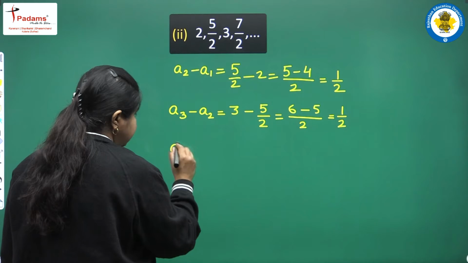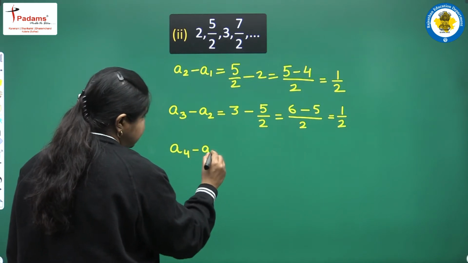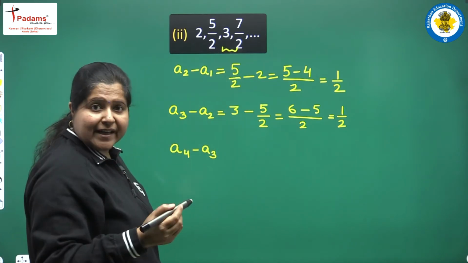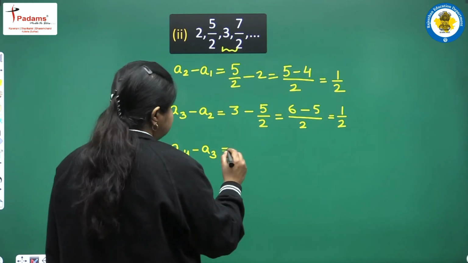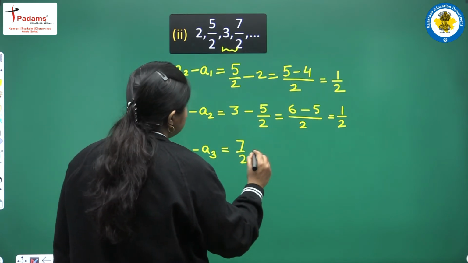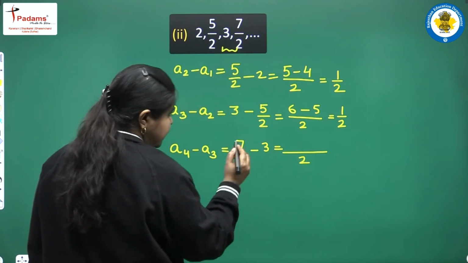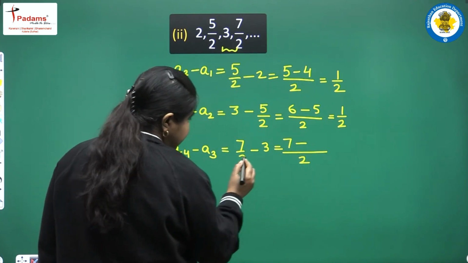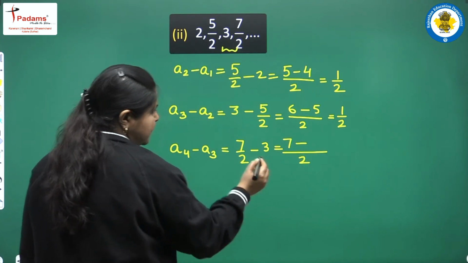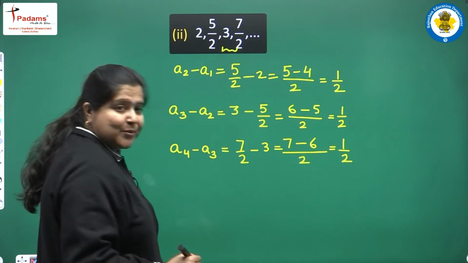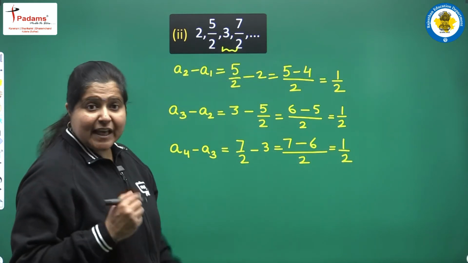Let us now find A4 minus A3. इन दोनों टर्म्स के बीच में भी हम देखते हैं कि क्या सेम डिफरेंस आ रहा है या नहीं. It will be equal to 7/2 minus 3 and this will be equal to 2 in the denominator, 7 here minus ये 2 इस 3 से multiply हो जाएगा, 2 3s are 6. This is again equal to 1/2. So we are getting the difference same every time.